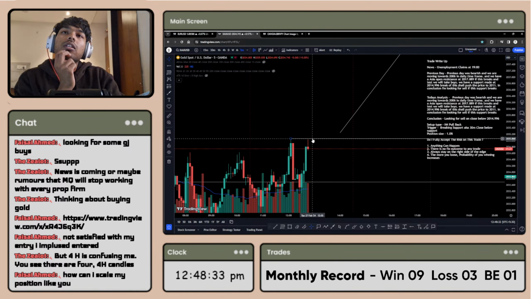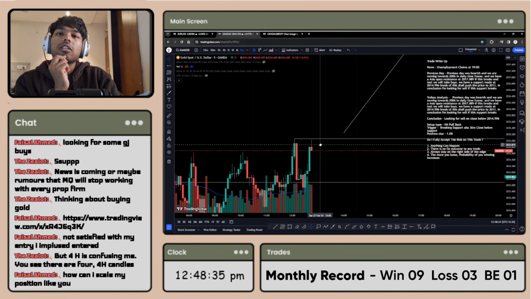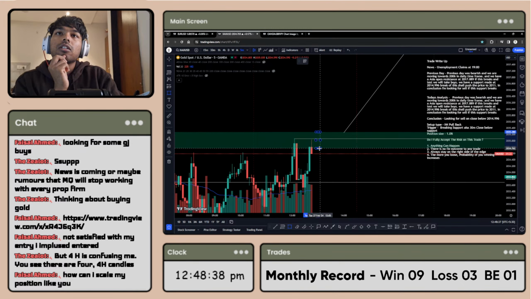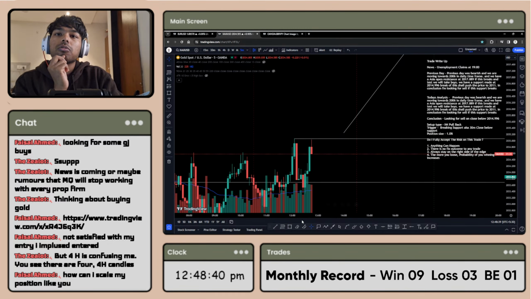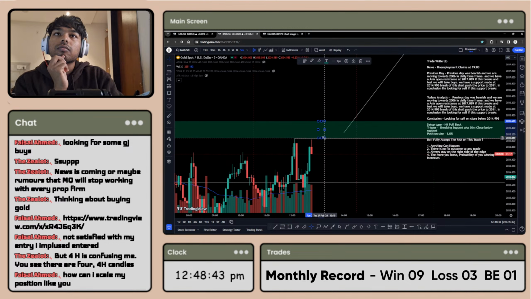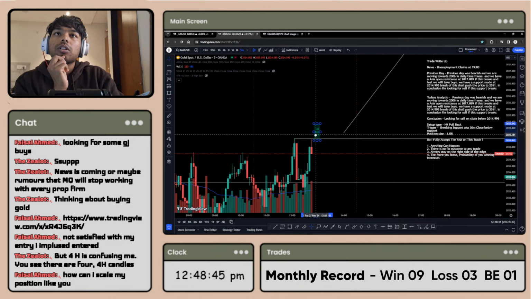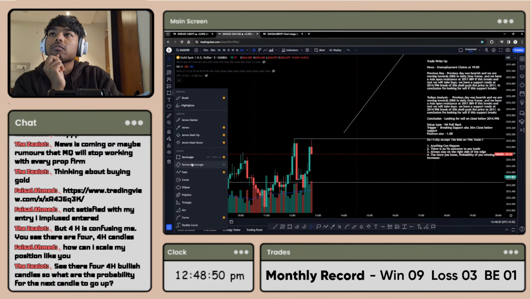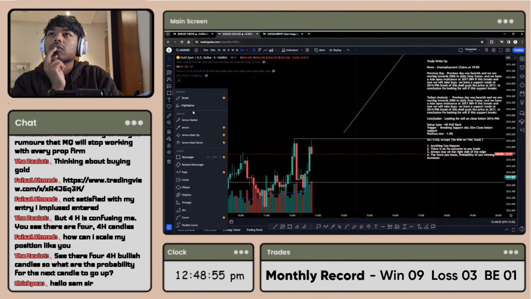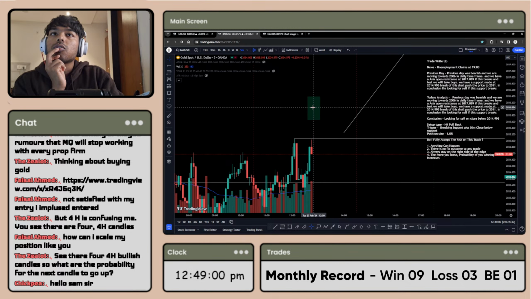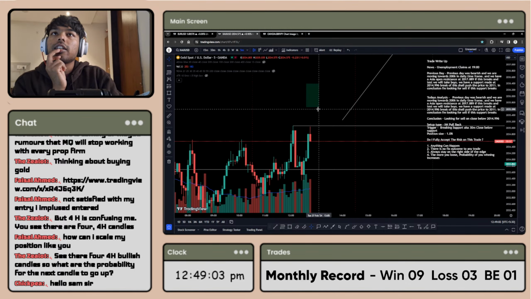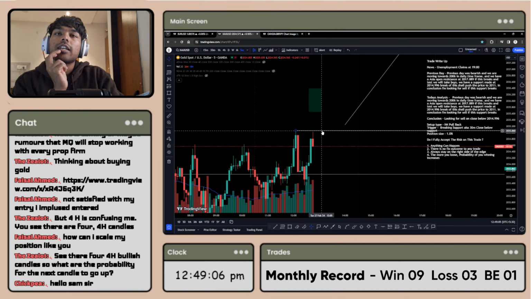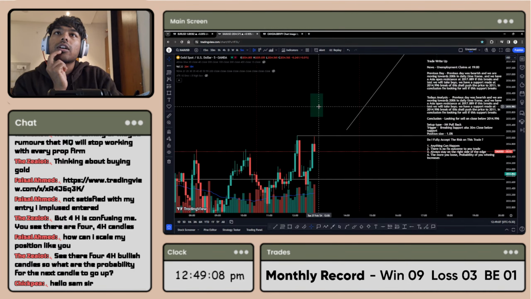So this is my primary entry, first entry. So what I will look for right here is a 2 bar close. Let me explain what I'm looking for. So what I will look for is this right here. This line here is my original entry.